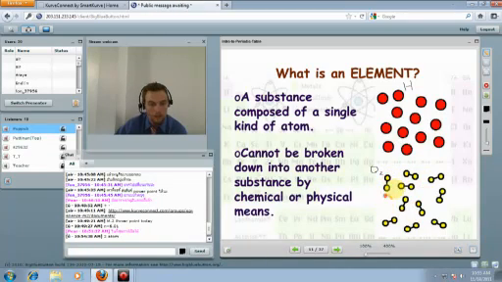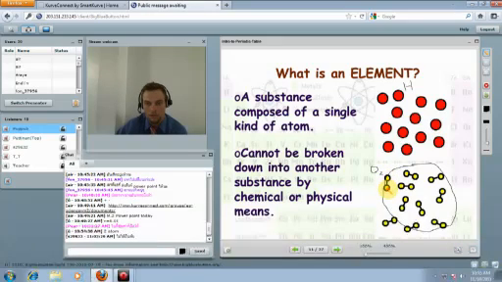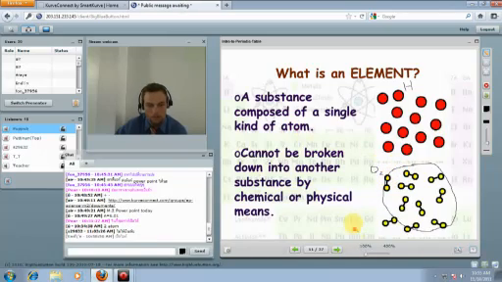Is this an element? If I were to draw a circle here, would this be an element? Can anyone tell me? Yes, it would be an element. This is all oxygen. These are all O2. This is a single kind of atom, oxygen.